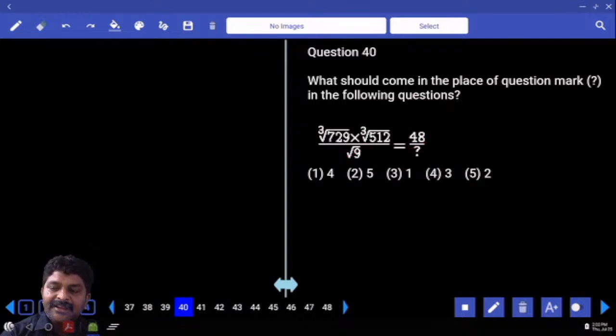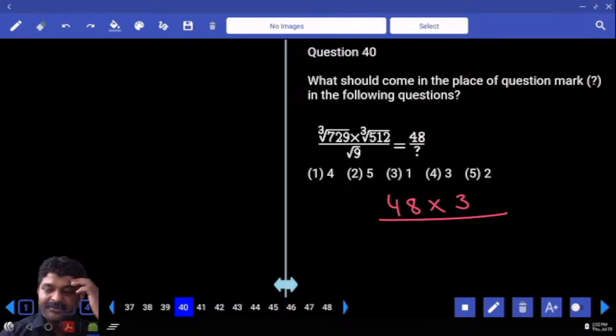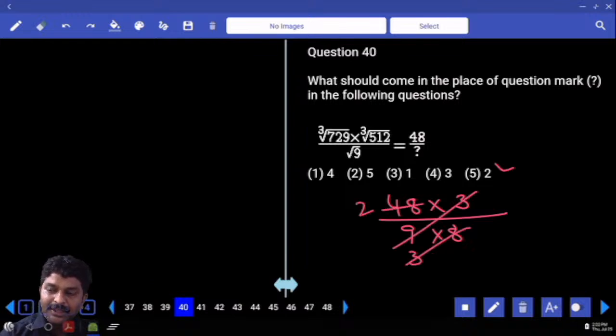X is in the right hand side denominator, take that value to the left hand side. Left hand side numbers go to the right hand side. Okay now? First write that. Into under root of 9. How much is that? Cube root of 729 is 9. Cube root of 512 is 8. 3 times 8 is 24. 2 times.